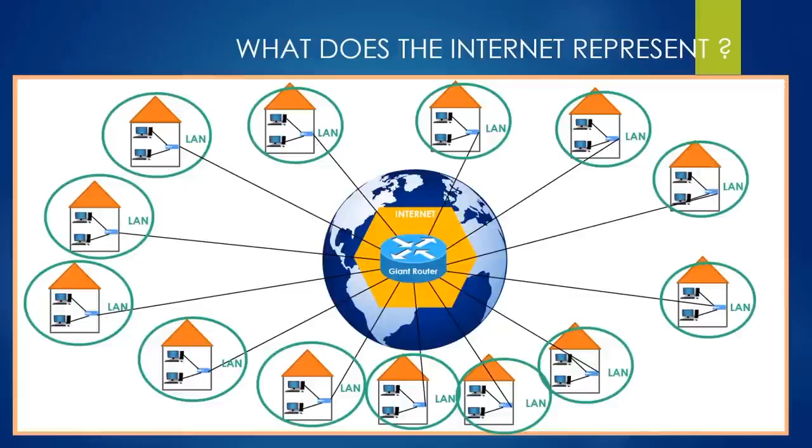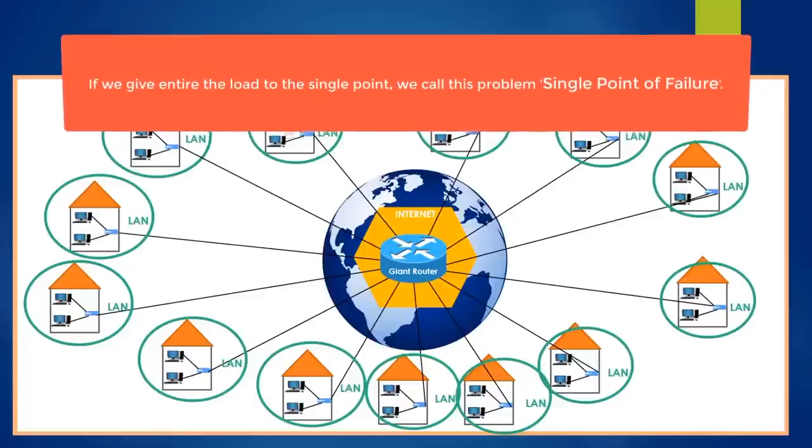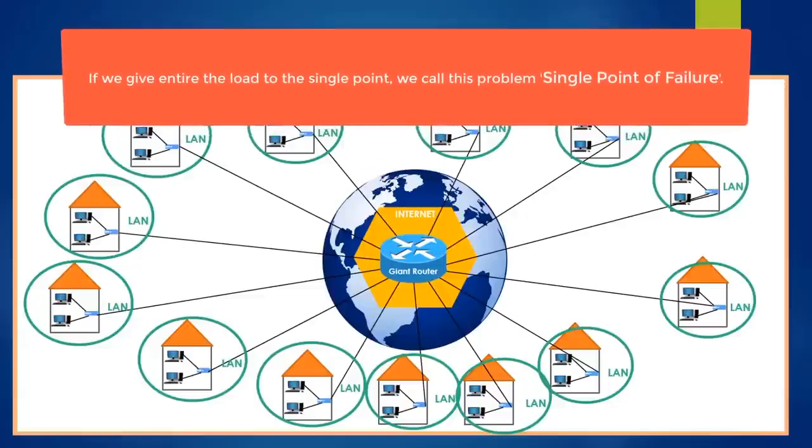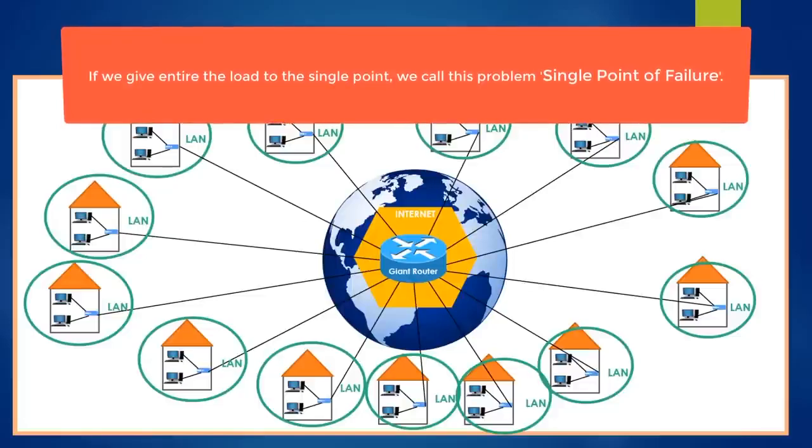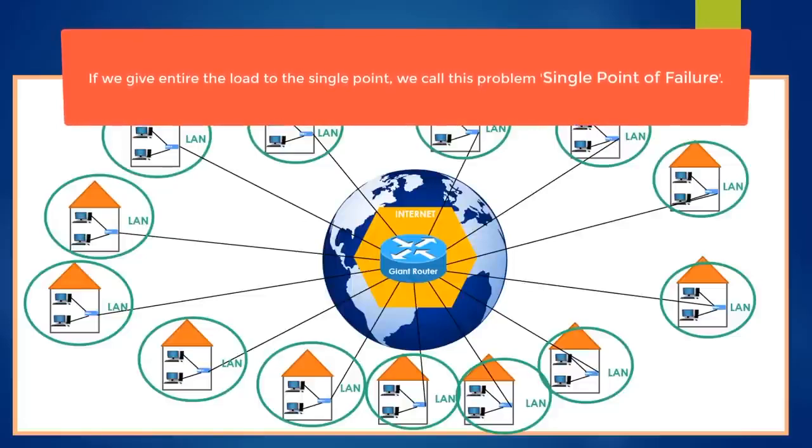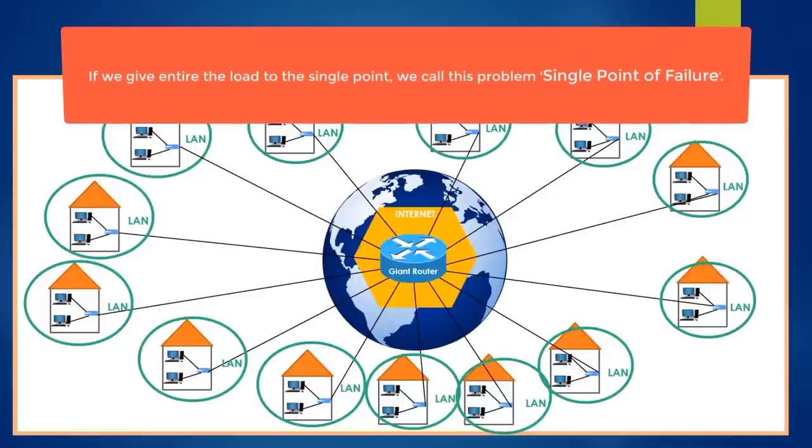In addition to it, if there was only one router, the entire lot of all devices in the world would be on that router. And this is another problem because in computer science, we don't want to give all the load on a single point. We even call this problem the single point of failure.